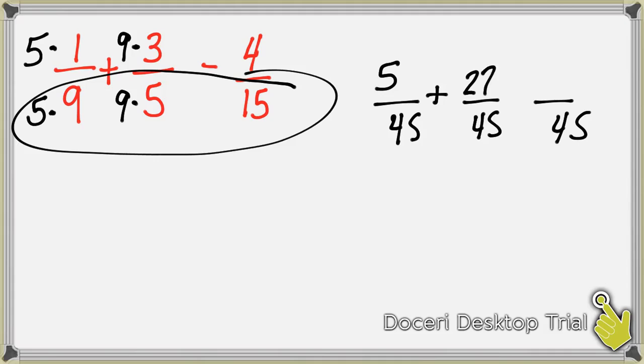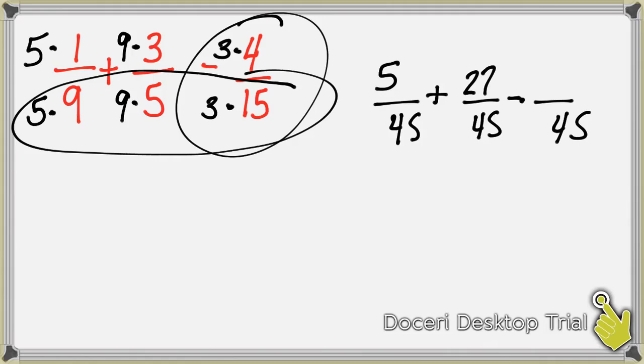Okay, and then lastly, it says minus 4/5. So I'm going to put the minus sign, which really means that this fraction itself is negative. So 15 times what gives me 45? Well, 15 times 3 gives me 45. And then 4 times 3 is going to give me 12. So I have 5/45 plus 27/45 minus 12/45.